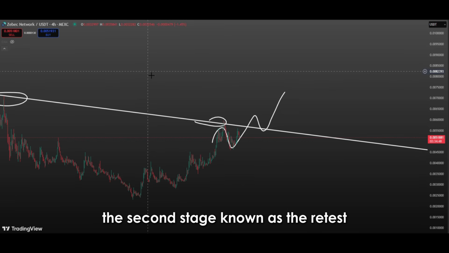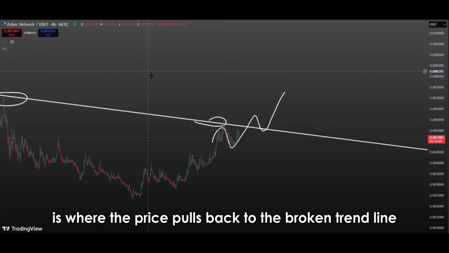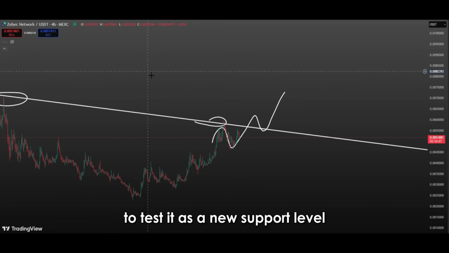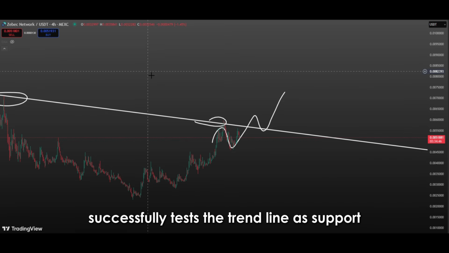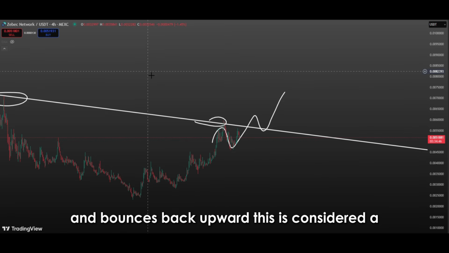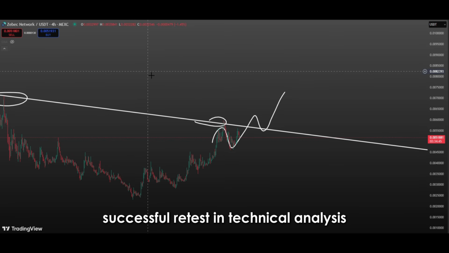The second stage, known as the retest, is where the price pulls back to the broken trend line to test it as a new support level. This stage is crucial as it confirms whether the trend line has truly been broken. If the price successfully tests the trend line as support and bounces back upward, this is considered a successful retest in technical analysis and gives a strong buy signal.